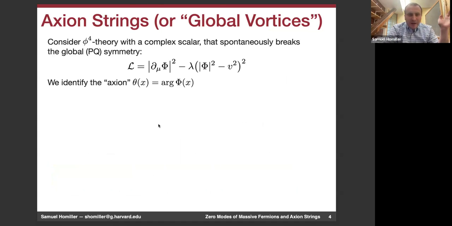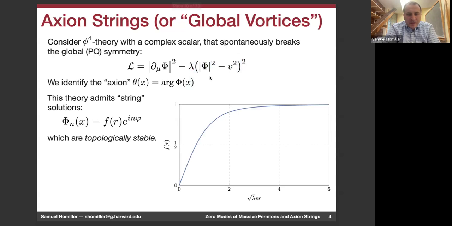So the simplest setup I can come up with is just to write down phi to the fourth theory with a complex scalar I'm going to call capital Phi. It has a U(1) symmetry where you just rotate the phase of this guy. I give it a potential that spontaneously breaks this symmetry. And here I can identify the axion field as the argument of this complex scalar, right? So just the phase that sits in this complex field is the axion field, and you can see that classically this is just the Nambu-Goldstone boson that comes from the spontaneous symmetry breaking of the U(1).